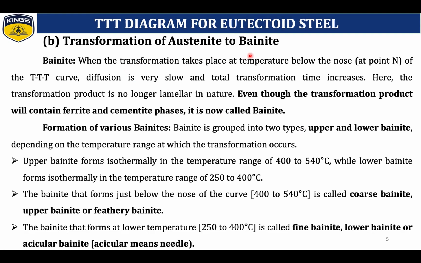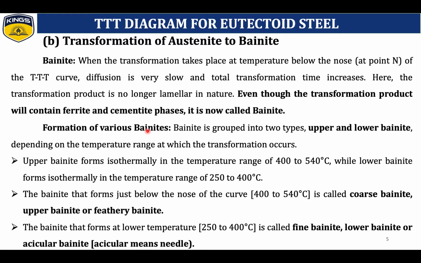Next, transformation of austenite to bainite. This is the transformation at temperatures below the nose of the TTT curve. Here the diffusion is very slow and the total transformation time increases. Here the transformation product is no longer lamellar in nature, even though it will contain ferrite and cementite phases. This is now called bainite.